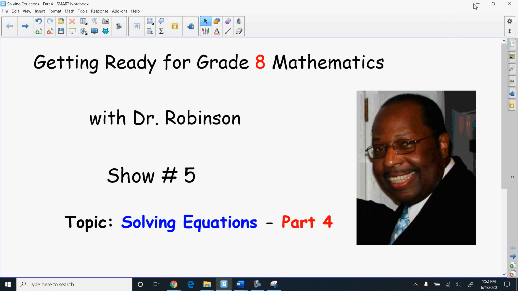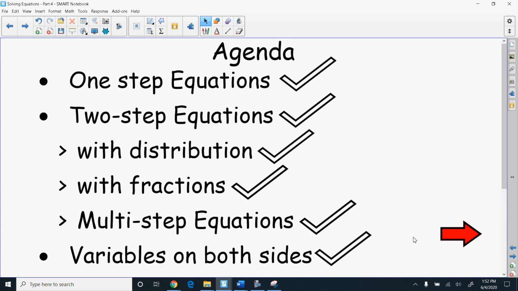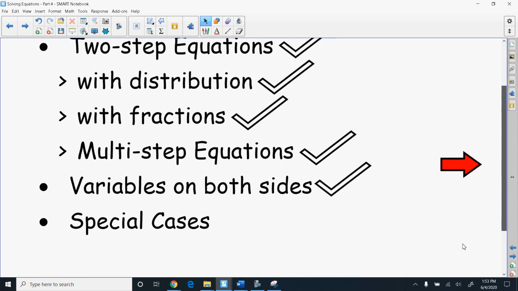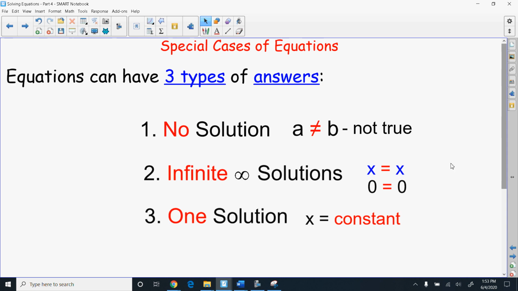This is Dr. Robinson again, and we're continuing our series on getting students ready for the 8th grade mathematics class. This is our show number 5, where we are bringing to a conclusion solving equations, part 4. So we went through 1 step, 2 step equations, two-step equations with distribution, fractions. We then did multi-step equations, variables on both sides the last time we talked, and I briefly introduced the special cases. So let's get into the special cases.